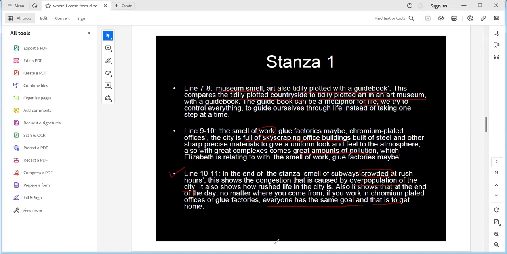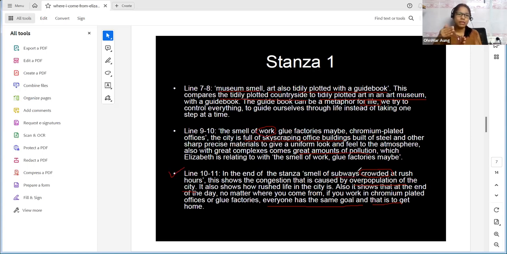Yes. When we analyze each word, crowded means that city life is quite populated, crowded. It means there are a lot of people. It shows the overpopulation of the city. And at rush hours, it means busy. So city life is busy.